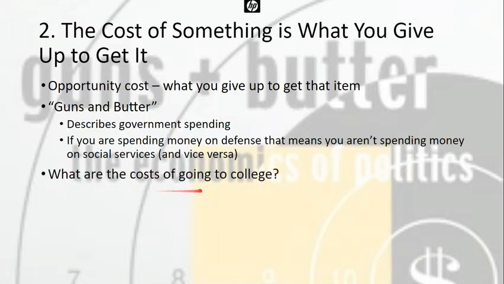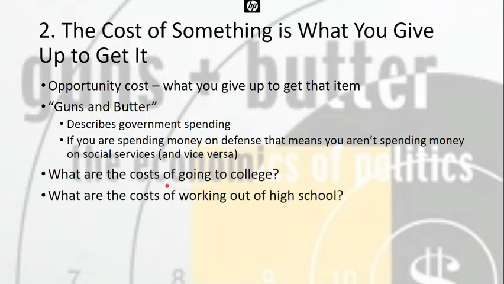So looking at you guys, what are the costs of going to college? Well, the actual costs of going to college would be your tuition, your room and board, your books, things like that. The costs of working out of high school: if you move out of your parents' house, it's going to be rent, car payment, things like that. But those are the regular costs.